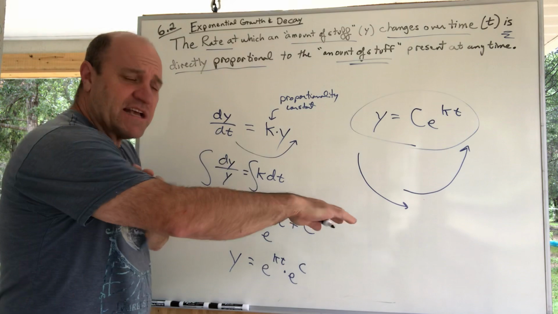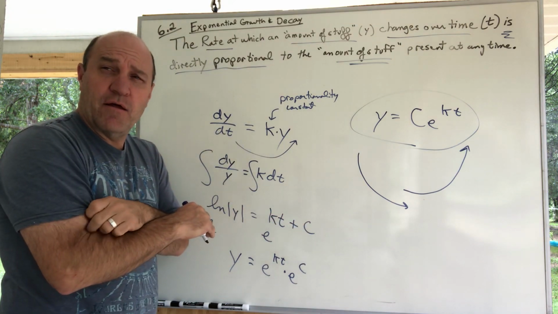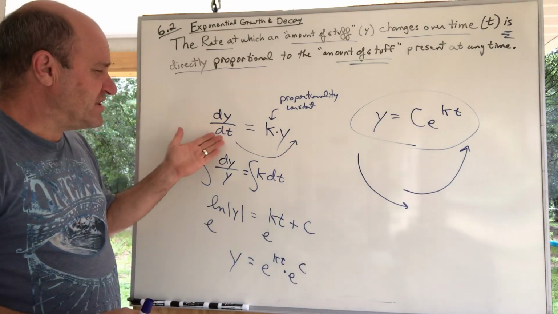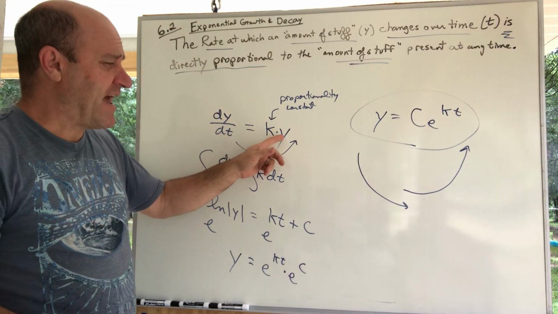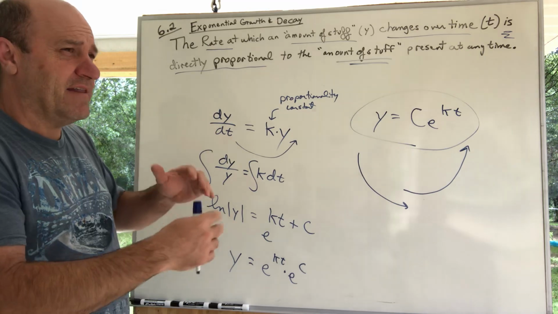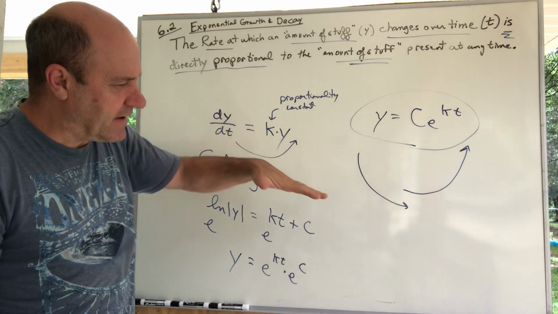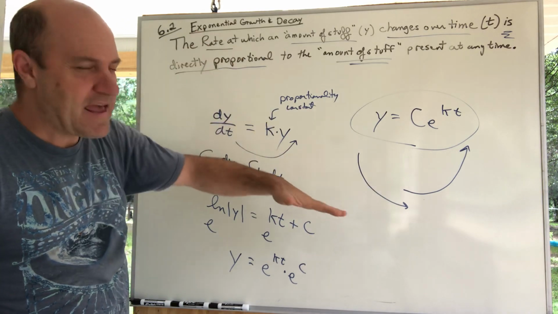Things can decay exponentially. Radioactive substances, the rate at which they change is directly proportional to how much is there. They decay into a different substance, so they decay exponentially.